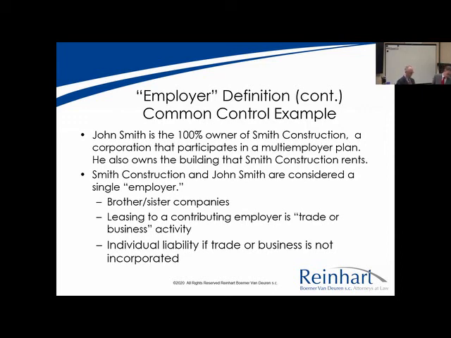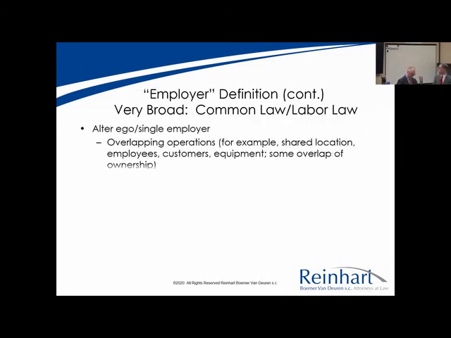I think the last slide we have here is, the definition is growing, and these are some concepts from labor law.